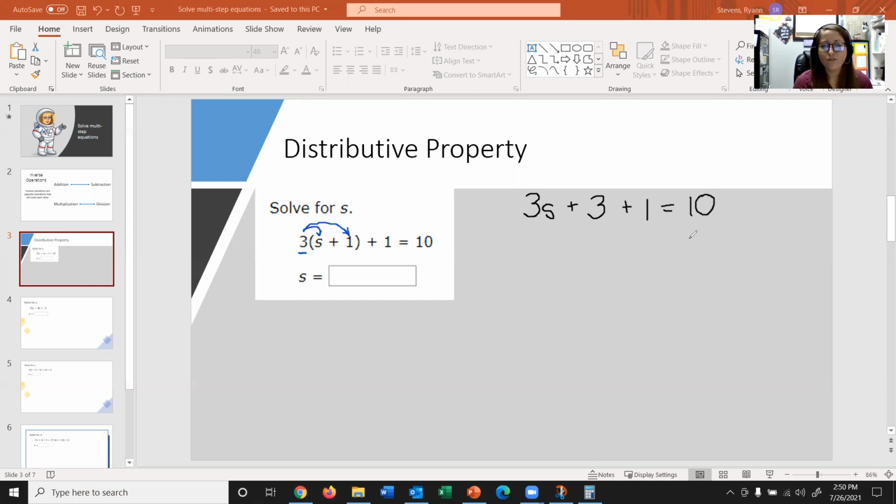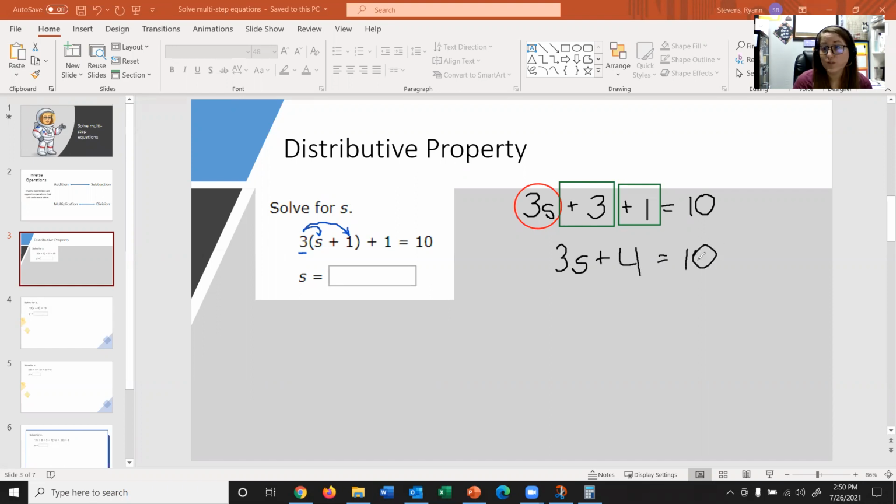Now, to make this a little bit more friendly, we want to combine like terms. So we've got this variable. I'm going to place a red circle around any number with the s variable. In this case, we have 3s. And then we have positive 3, no variable, and then positive 1 with no variable. So I'm going to place a green box around each of these, and remember to include the sign that's in front. This is a positive 3, and this is a positive 1. Now we can combine like terms. 3 plus 1 will give us 4. So our new equation is 3s plus 4 is equal to 10.